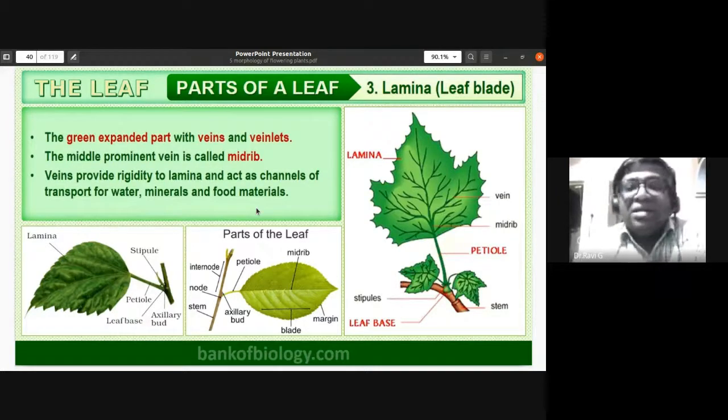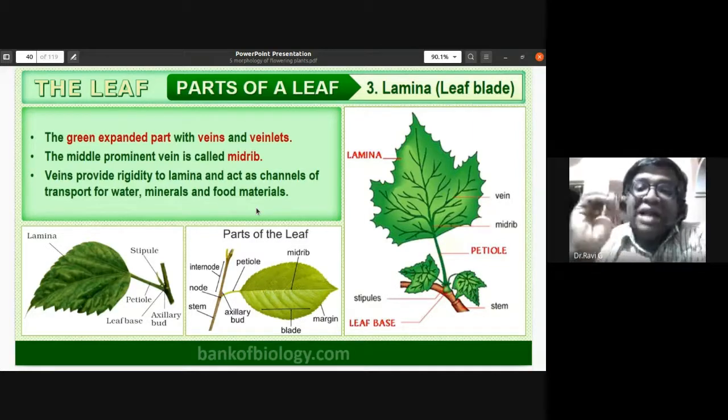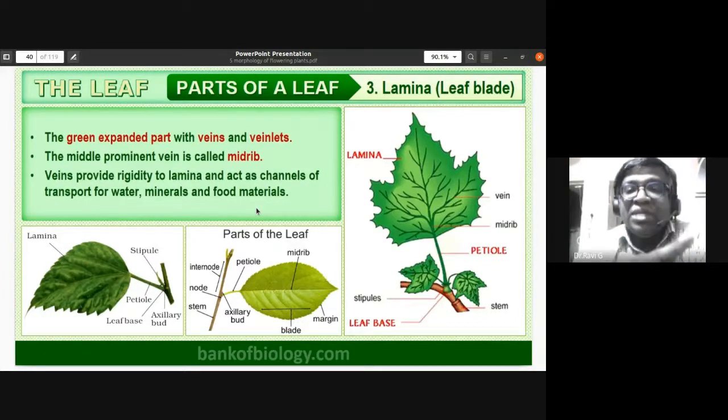So the lamina is the green expanded part with veins and veinlets. The middle prominent vein, we call it the midrib. The veins provide rigidity to the lamina, that is strength to the lamina, and these veins act as channels for transport of water, minerals, and food materials because the xylem and phloem are located in these veins.